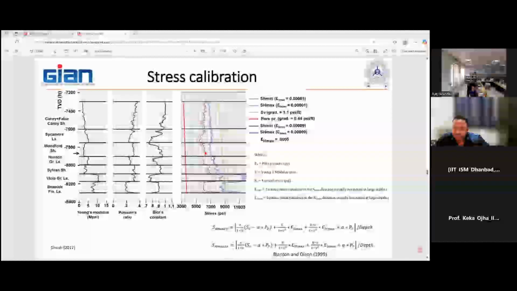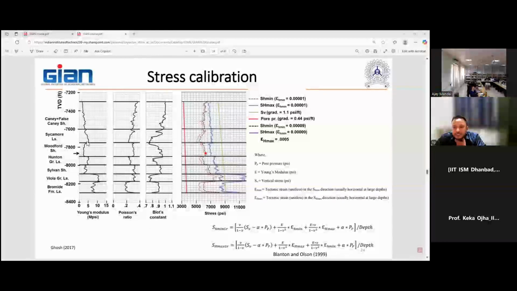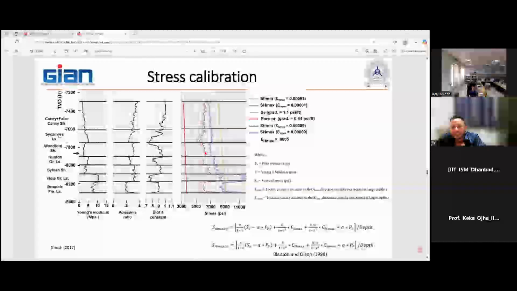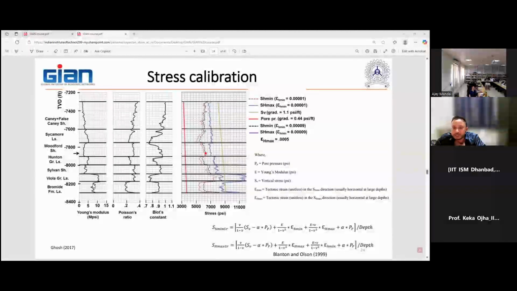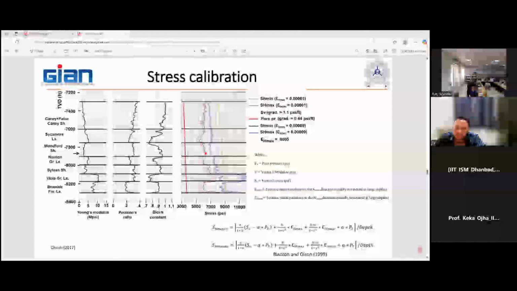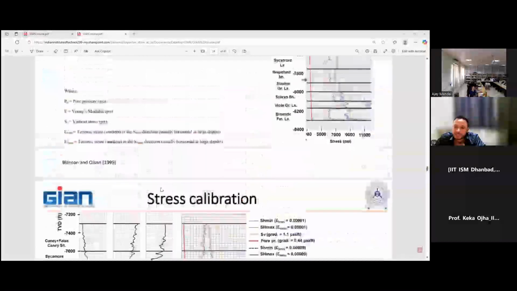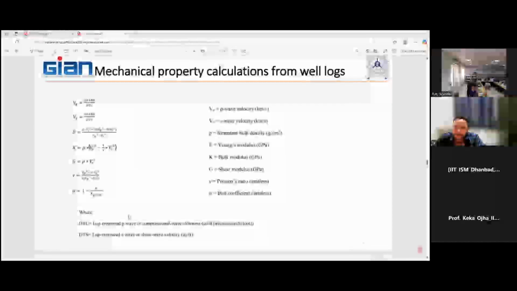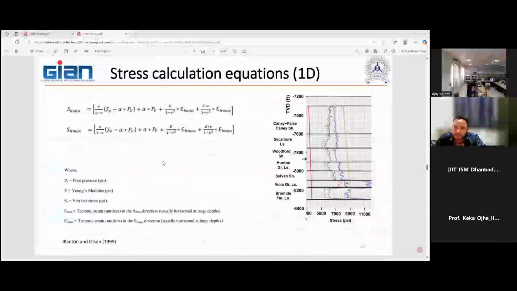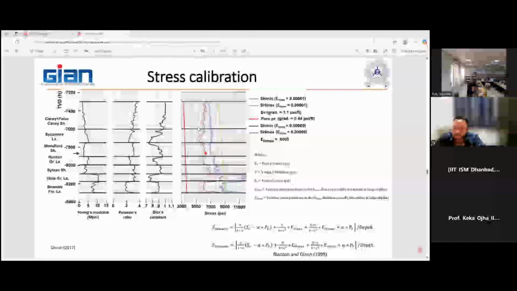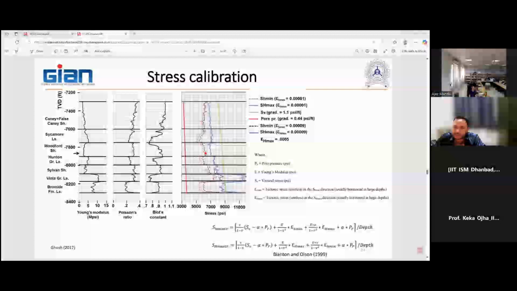So this is one example. You see the Young's modulus, Poisson's ratio, and Biot coefficient, and these are the different formations. For example, Kenny shale, Sycamore limestone, Woodford shale, Hunton limestone, Sylvan shale, Viola limestone, and then Bromide formation. This is the Young's modulus, Poisson's ratio, and Biot coefficient that we calculated using these equations. Then we applied these equations to get our stresses here. These are the two stresses, SH min and SH max, using different types of tectonic strains.